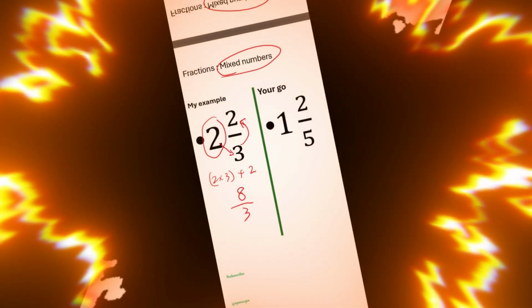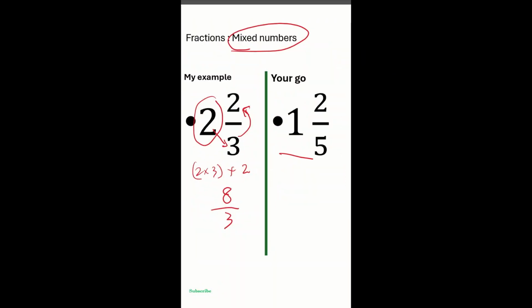Thank you. So hopefully you had a chance to go through this question and turn this mixed number into an improper fraction. 1 and 2/5. We use the same method that we used in the example. 1 times 5. Add the numerator, add 2. So 1 times 5 is 5. 5 add 2 is 7, so it's 7 over 5.